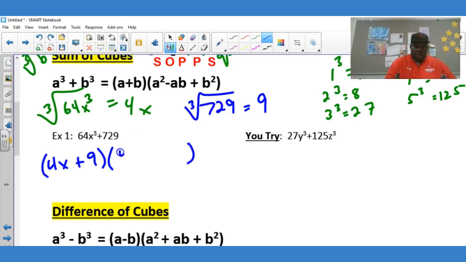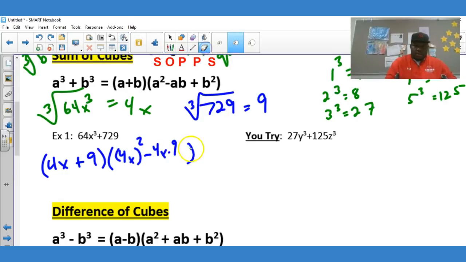All right, so I'm going to just write it out for you so you can see it real quick. 4x, we're going to square that. Then we're going to do the opposite sign. O stands for opposite. So the opposite sign, this is plus, is going to be minus. Then I'm going to find the product. P stands for product of the two terms, so 4x and 9. So we have 4x times 9, in the middle here.